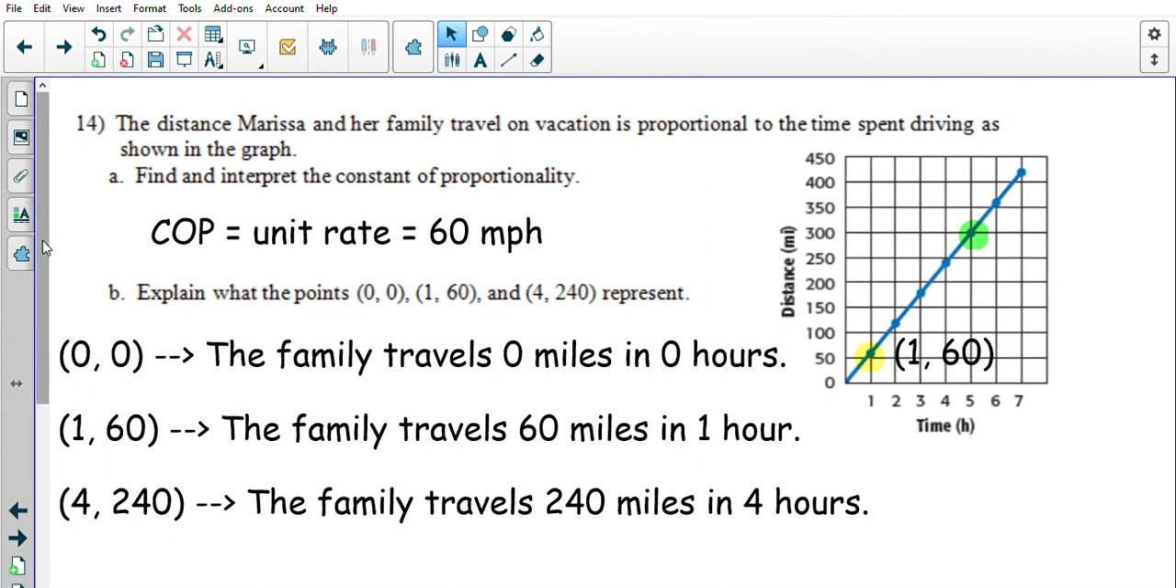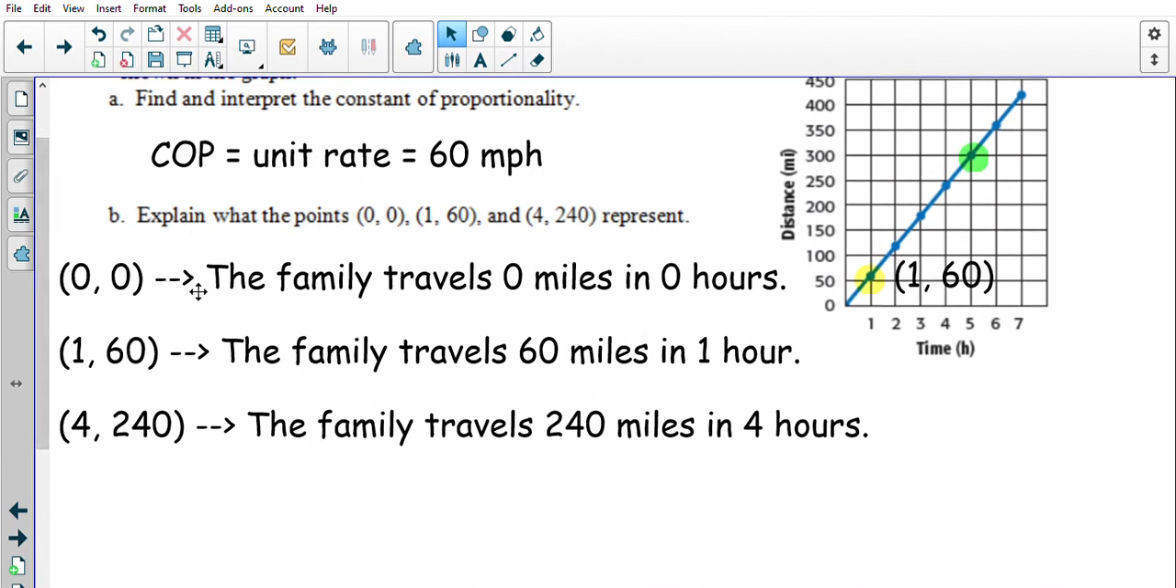Now let's explain what a few of these points mean. So 0, 0 is 0 hours, 0 miles. So the family travels 0 miles in 0 hours. 1 comma 60 means that the family travels 60 miles in 1 hour. And finally, 4 comma 240 means that the family will travel 240 miles in 4 hours.